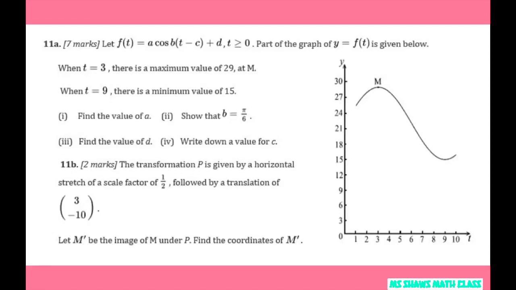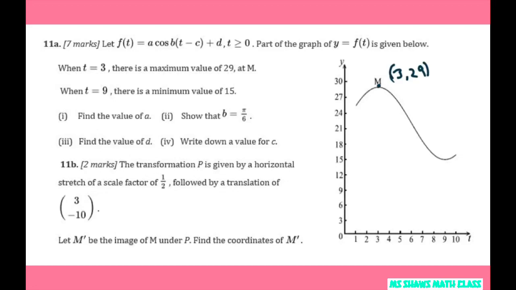Everyone, we're going to let f of t equal a cosine of b times a quantity of t minus c, then add d, and t is greater than or equal to 0. Part of the graph is shown, and we're given the information that when t is 3, there's a maximum value of 29. So this is the point 3 comma 29.